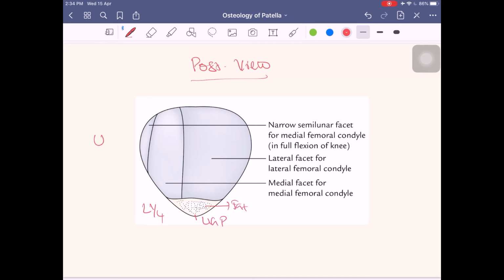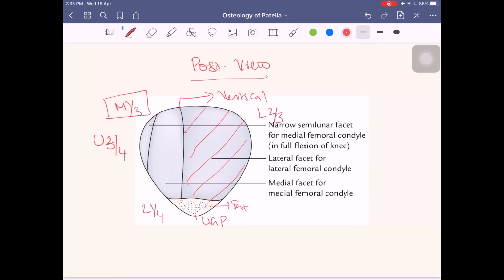Now the upper 3/4 area is articular and it is divided by a vertical line. You see there is a vertical line here. So this vertical line, a ridge, divides this entire part which I am shading now. This entire part is your lateral 2/3 area and your medial 1/3 area. So the entire upper large articular area is primarily divided by a vertical ridge into a large lateral and a smaller medial area.